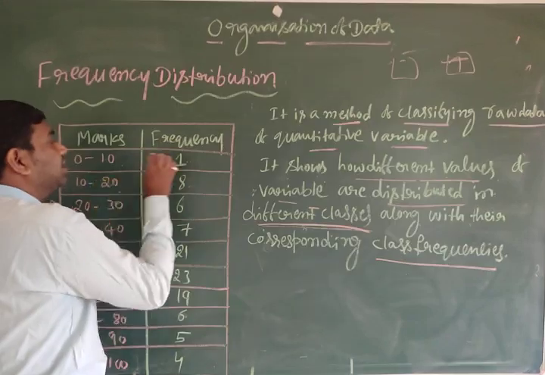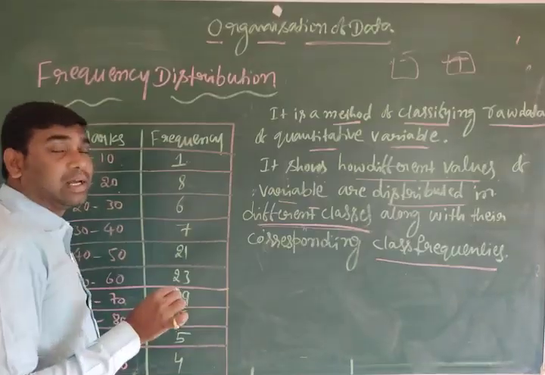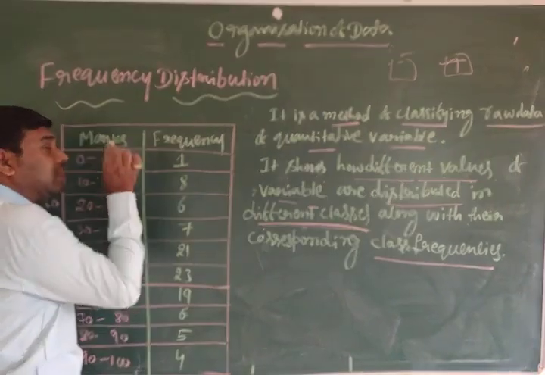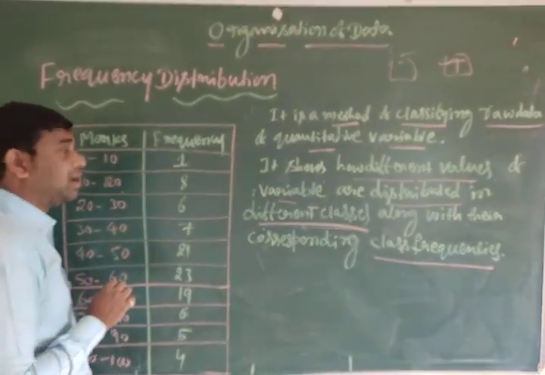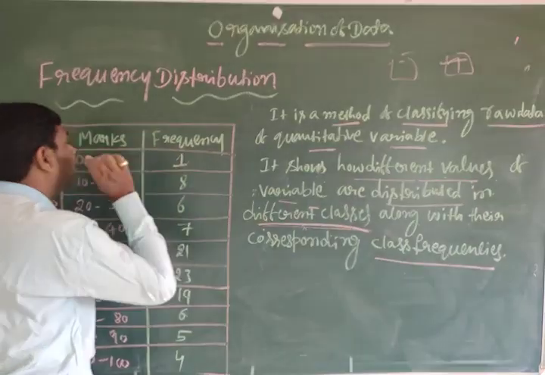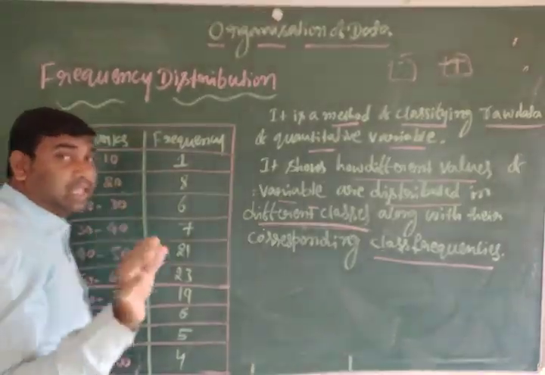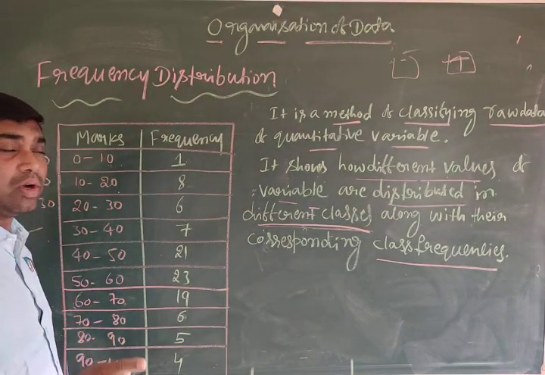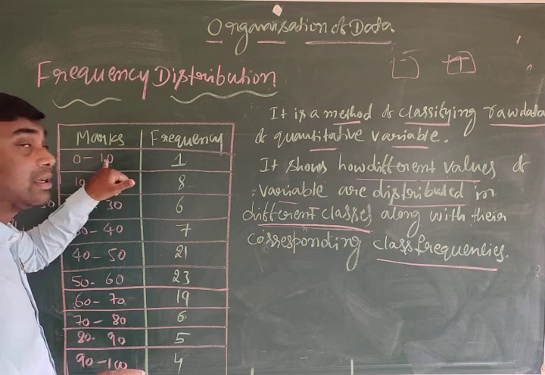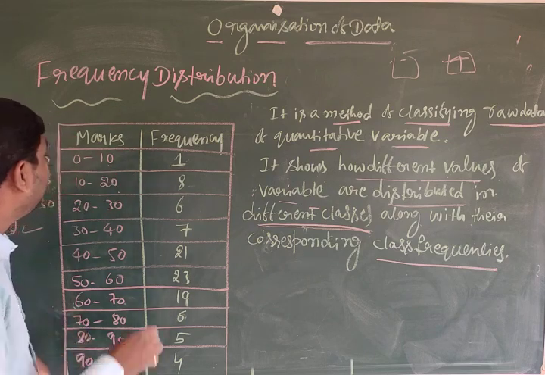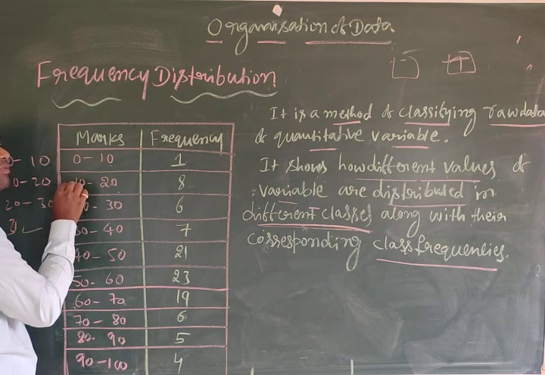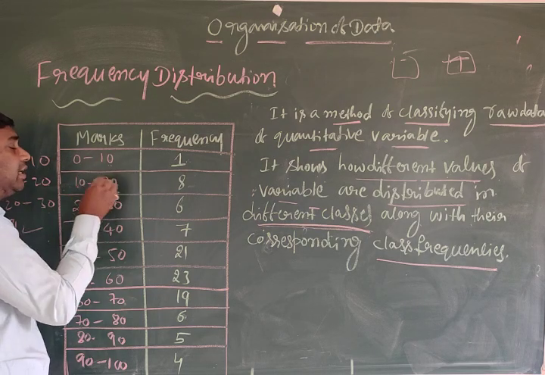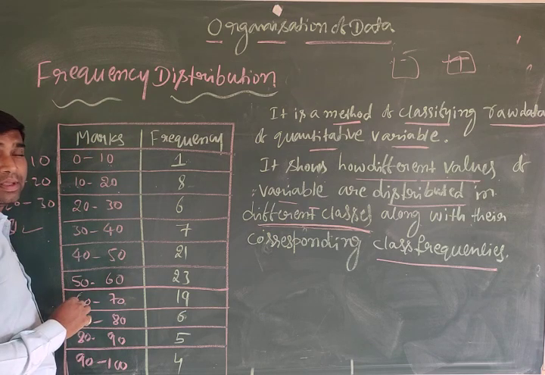So how can we get the frequencies? On the basis of the example, the table: how many got 0 to 10 marks? There was only one student who got 0 in the table. What about the 10? This value will go to another class because that class starts from 10 only.